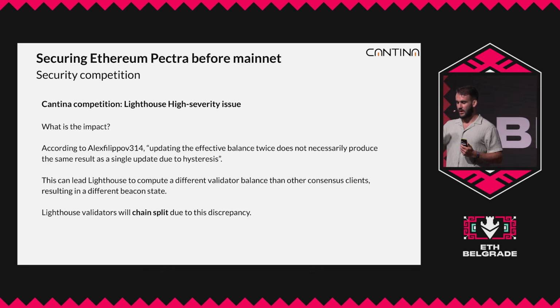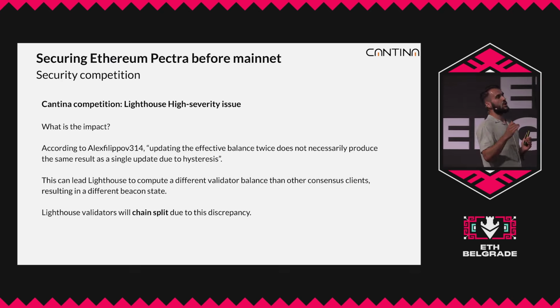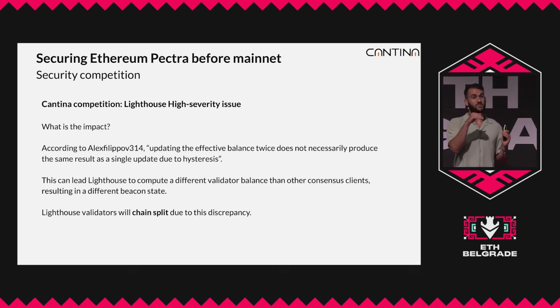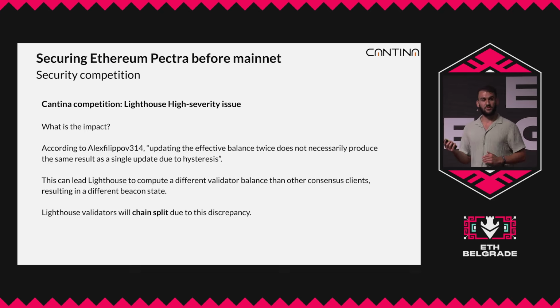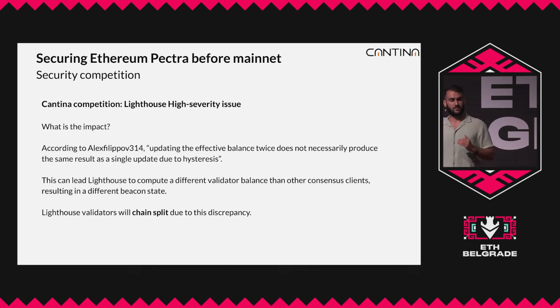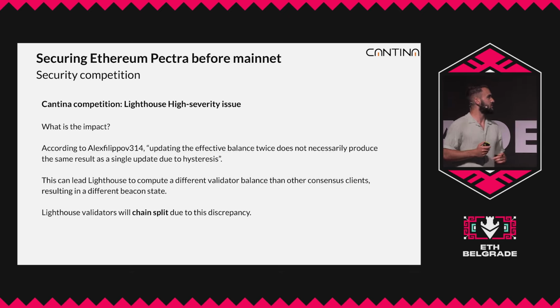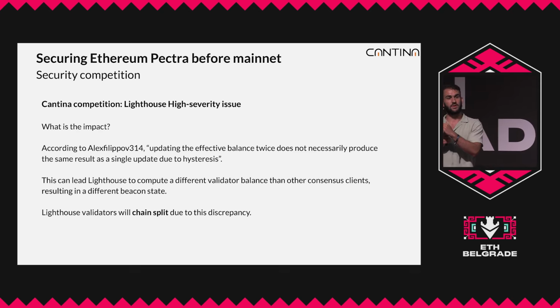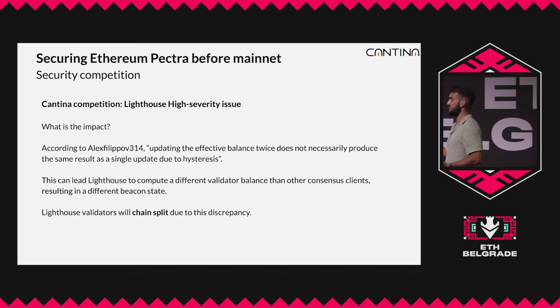And this may not have been an issue, but it was. According to Alex Filipov, updating the effective balance twice will not always produce the same result as updating it once because of hysteresis. Hysteresis is just that you have to cross a given threshold to update the balance. So if you add 0.5 ETH twice, it will not be the same as adding 1 ETH once. And this was the issue. It was handled correctly, but due to this specific hysteresis thing, it was broken, and then you can have a discrepancy in the balance, which leads to computing a different state, which leads to a chain split, which breaks finalization at the end.